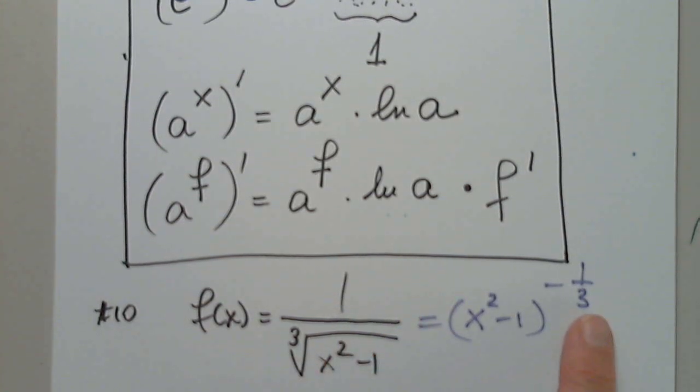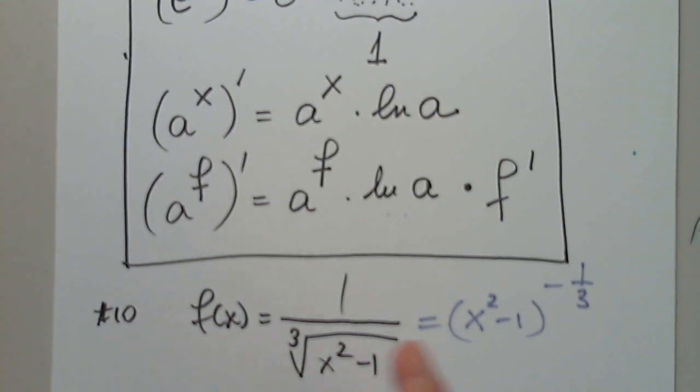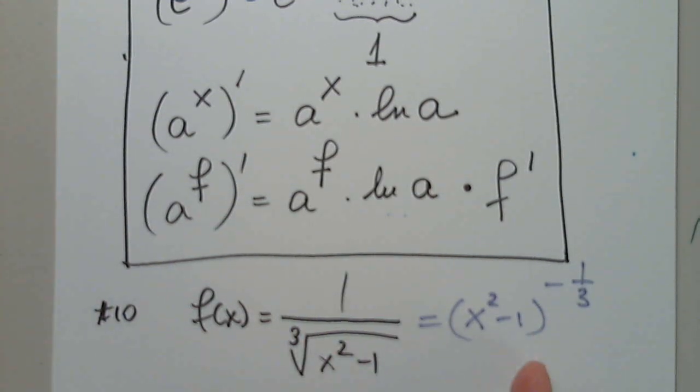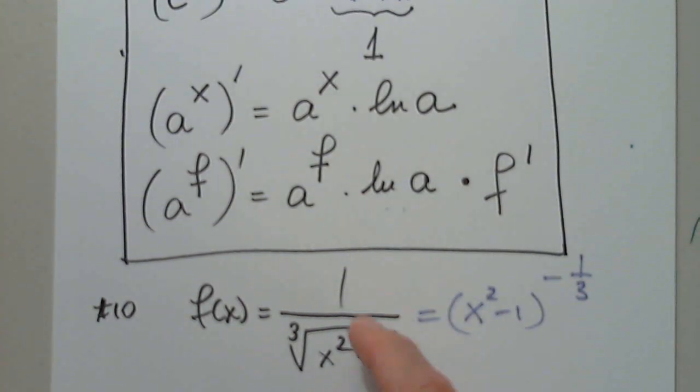The cube root is power 1/3. But because it's in the denominator, if I want to put it up, it will have a negative power. If I want to bring it back down, then I write this. So I want you to be able to play between these two very easily. Change these two into one or the other. I don't want to differentiate this. No, no, no. I want to differentiate that. And they are the same, because x squared minus 1 to negative 1/3 is 1 over the cube root of x squared minus 1. And this is easy to differentiate. This is not.